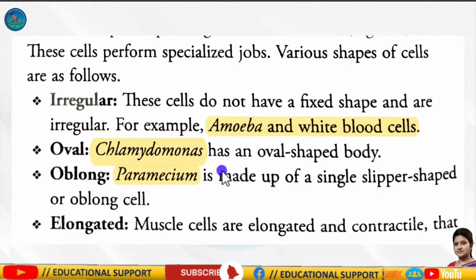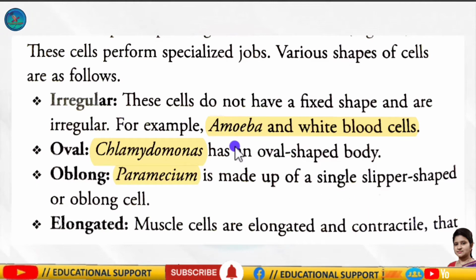Oval means these cells have an oval-shaped body. An example of oval is Chlamydomonas. Oblong means these cells are slipper-shaped or oblong-shaped, and the example of an oblong cell is paramecium. And elongated are the muscle cells, which are elongated and contractile.